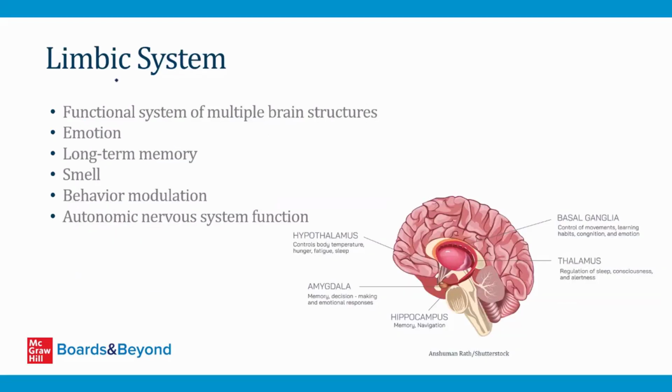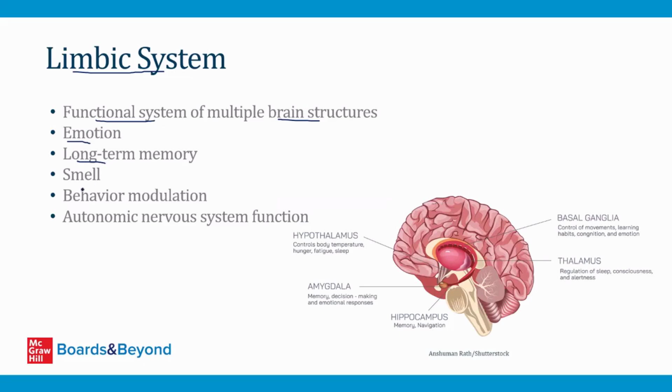And then the final topic for this video is the limbic system. And one thing that can be confusing when you're learning about the limbic system is that it's not one specific region of the brain. It's really a functional system made up of multiple different structures in different parts of the brain. And these structures all work together to do higher brain functions, things like emotion, long-term memory.